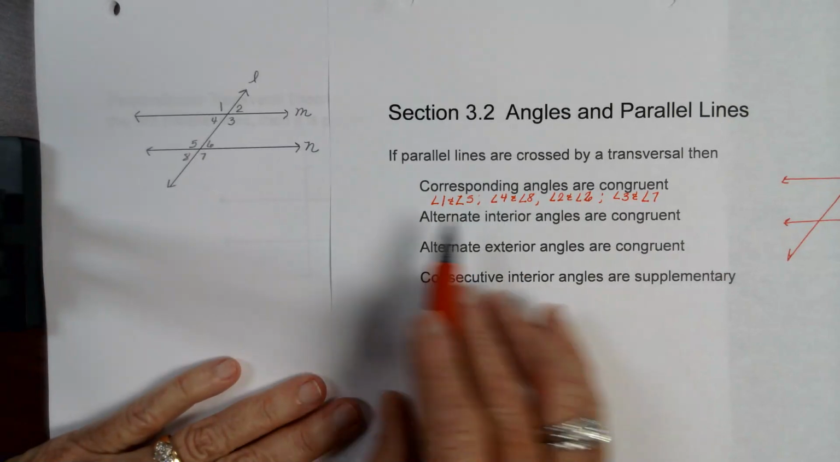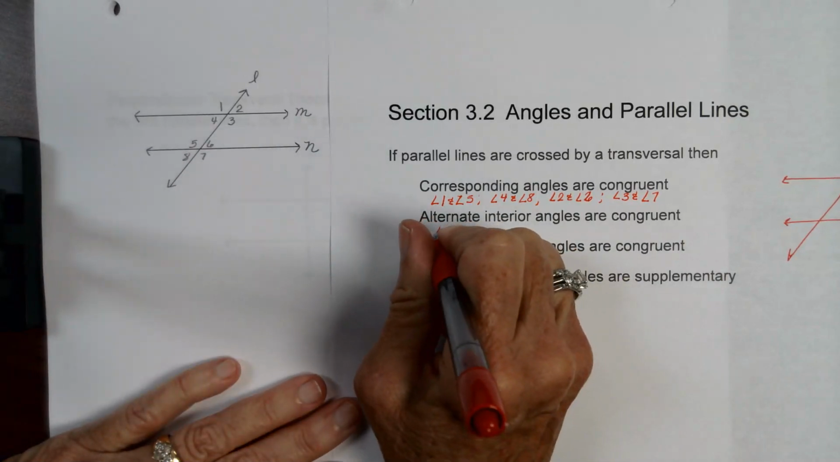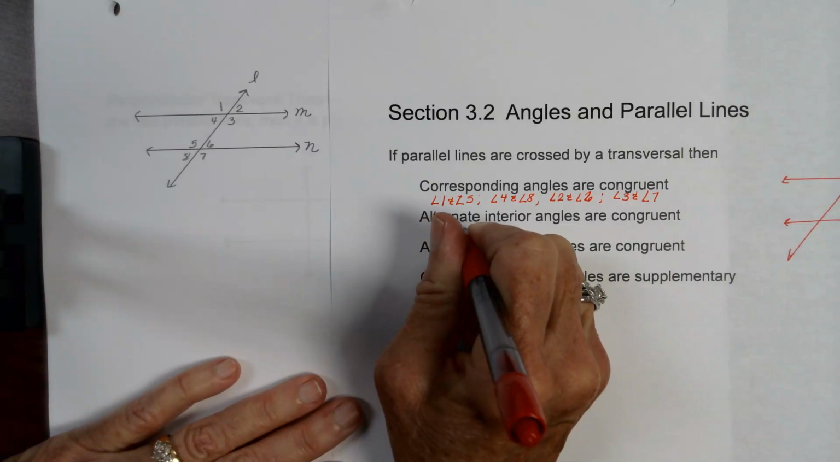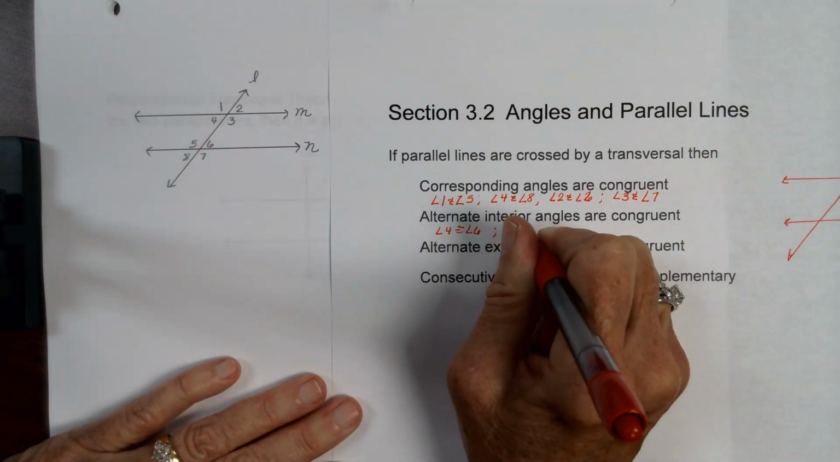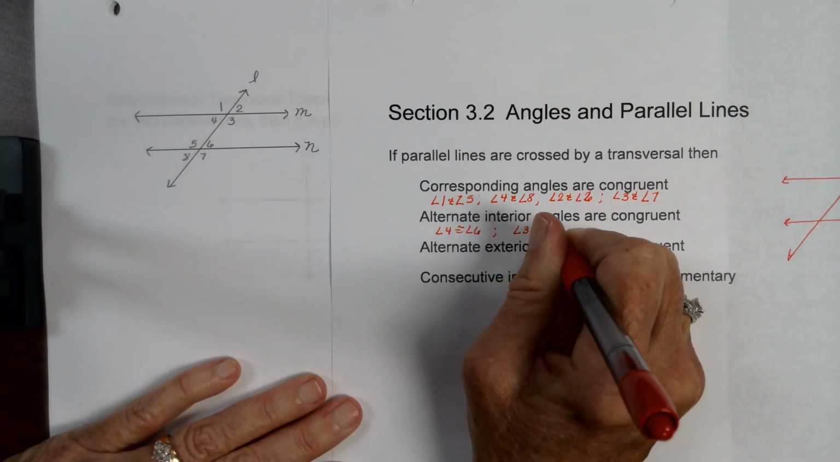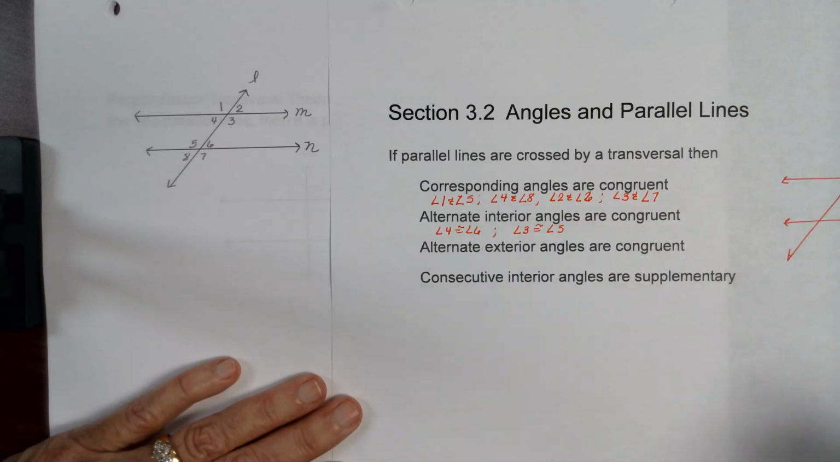Alternate interior angles are congruent, so angle 4 is congruent to angle 6. And I could also say angle 3 is congruent to angle 5.